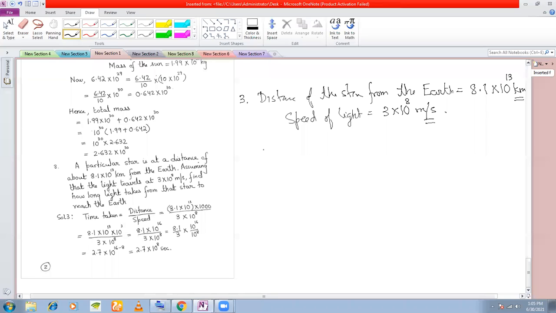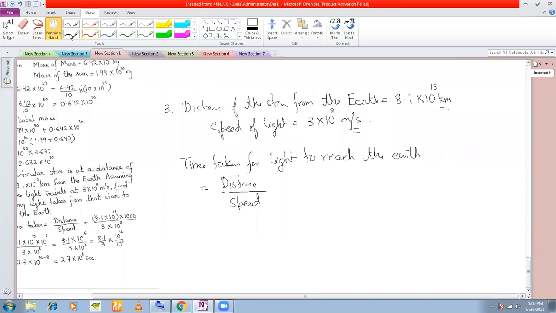So you have to find out time. Time taken for light to reach the Earth is equal to distance by speed. Right? But the problem here is that this distance is given in kilometers and this speed is given in meters. So you convert this distance in kilometers to meters first.